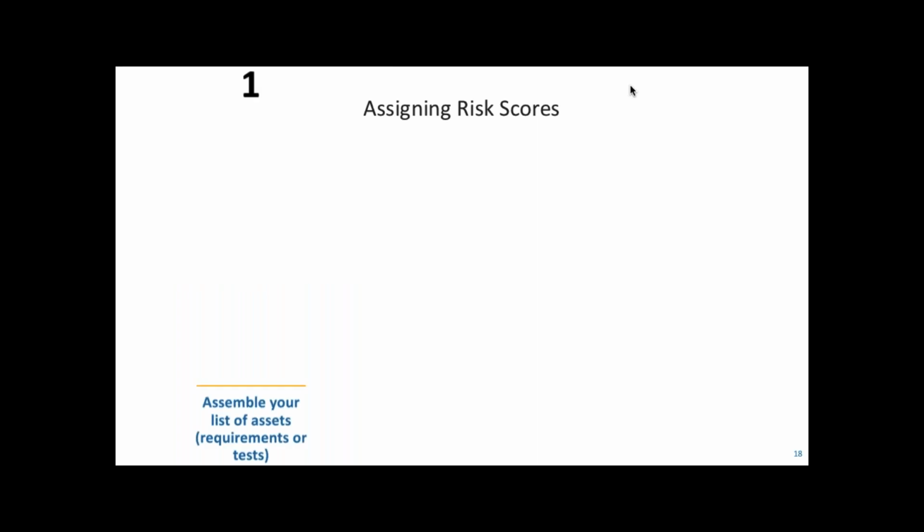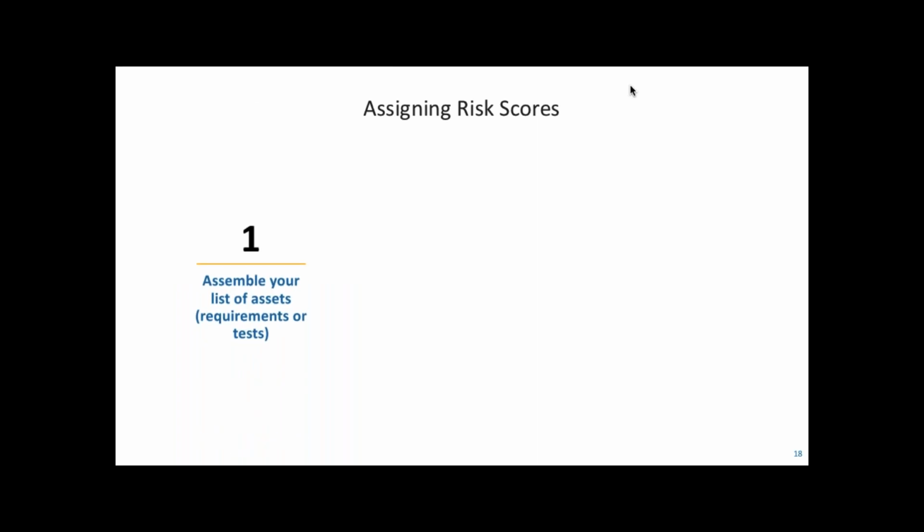So in assigning risk scores, I'm going to discuss this at a high level right now. The first thing you would do is assemble your assets. So assemble your list of assets on which you're going to apply the scoring to. For each risk, you then determine the impact if that risk actually happens. So if we're looking at a requirement, we would ask ourselves, okay, if this requirement fails in production, what's the impact to our organization?